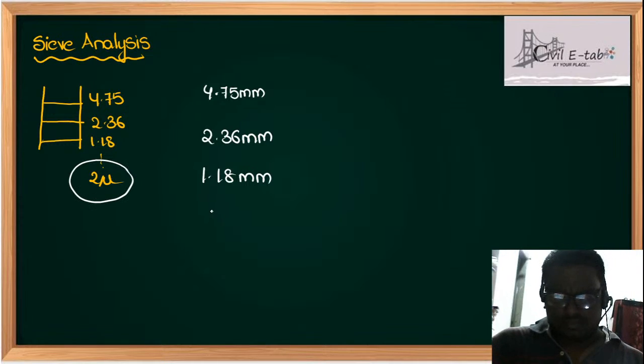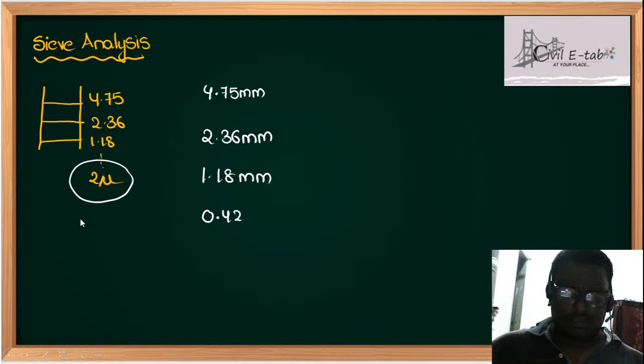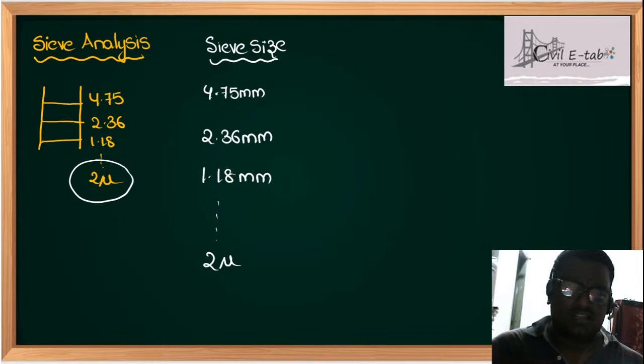Okay, next 0.425 mm like that, and so on up to, because we need not write all, 2 micron. Now see, students, this is the sieve size. This column denotes the sieve. Now how the sieve analysis is carried out means, it is kept on a vibration machine and it will be subjected to vibration and all those things. That procedure you might be aware.